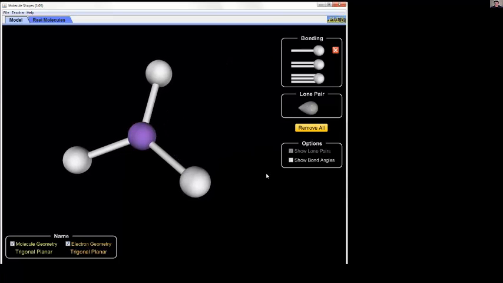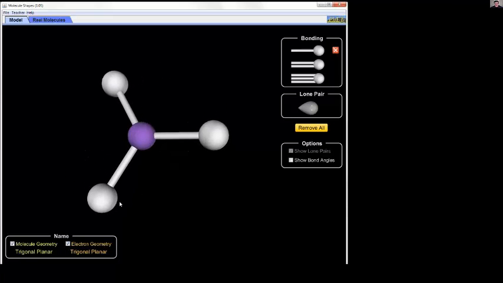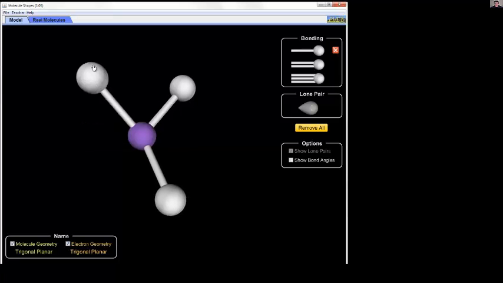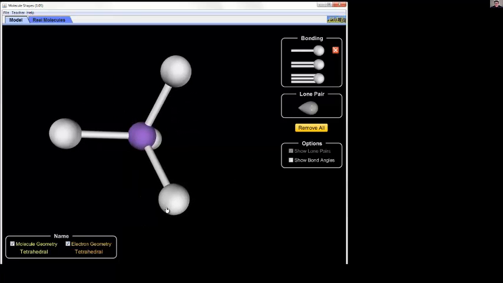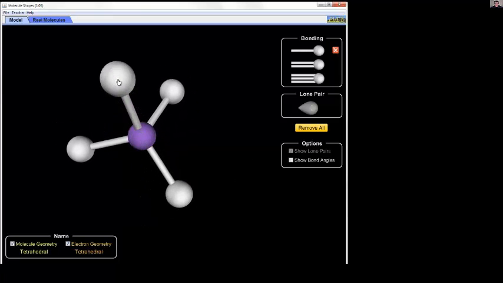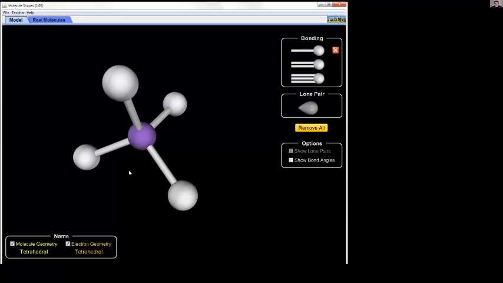So I can keep adding in bonds, and now I have 3 atoms that are connected. They fall into this trigonal planar shape that we saw earlier. Okay, and the last one, which hopefully you've seen before, is when I have 4 that are connected together. And this is my tetrahedral shape.